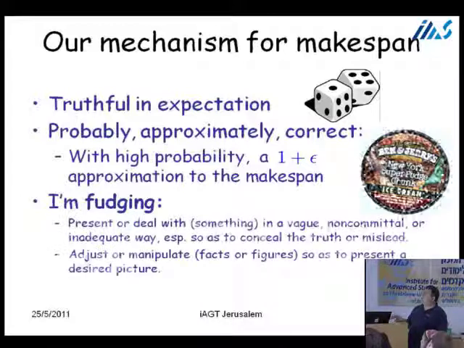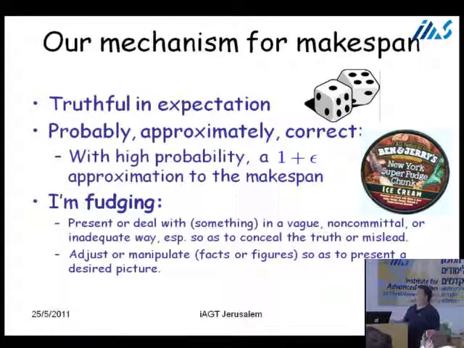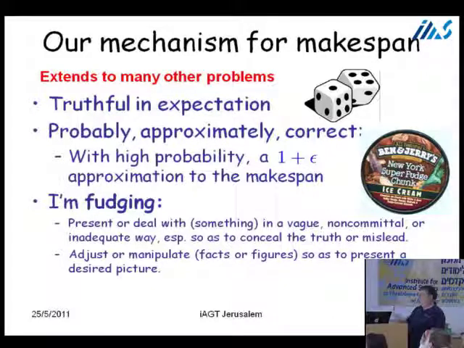And I'm fudging it. Okay, so I'll just give you the definition. So I looked up: present or deal with something in a vague, non-committal, or inadequate way, especially so as to conceal the truth or mislead. Adjust or manipulate facts or figures so as to present a desired picture. I'll be using this thing in several places throughout the talk. And I can't explain in what way I'm fudging it. There are all sorts of missing details, but if you're really interested, we can go into them. Preferably not.